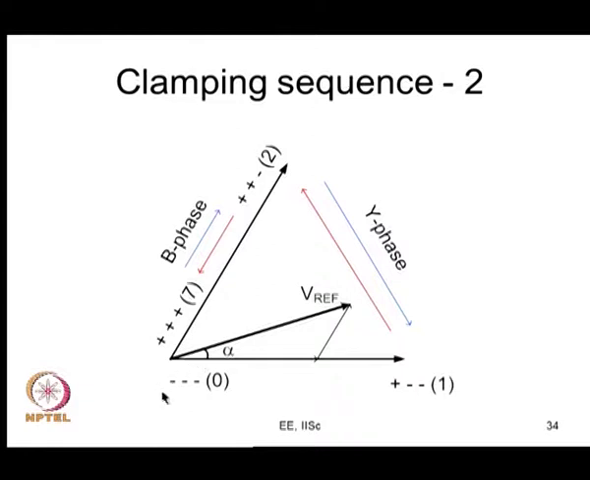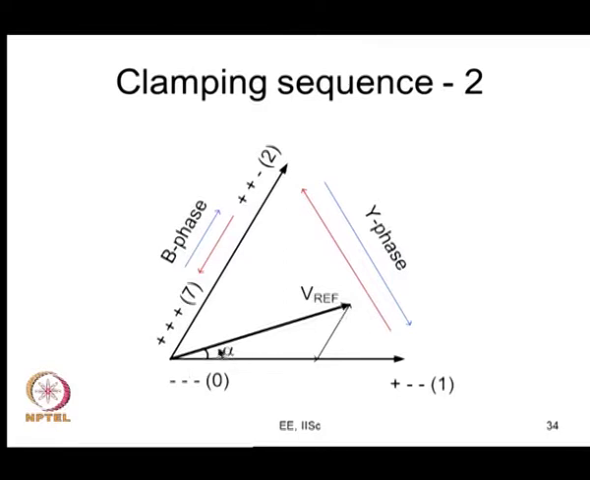For example, you can avoid this zero state 0 fully. Let us say you start from your active vector 1, apply this for T1 seconds, switch your Y phase and move here. Apply this vector for T2 seconds, then switch your B phase and move here, stay here for Tz seconds. Your subcycle is complete, you have produced this reference vector.